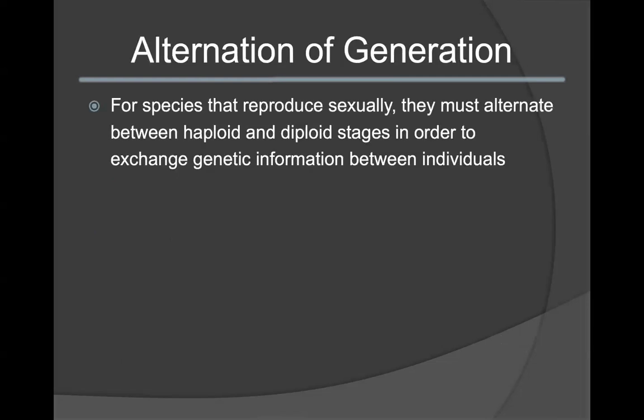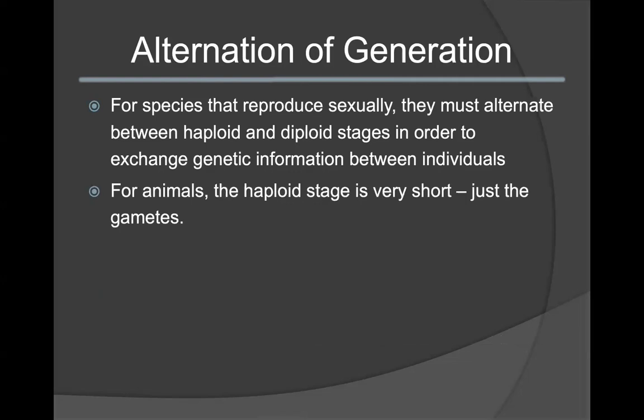When species reproduce sexually, they have to alternate between the haploid and diploid stages in order to exchange genetic information and to increase genetic variability of their offspring. In animal cells, the haploid stage is considered to be very short. Consider our own life cycle. Our haploid state only exists in the formation of the gametes. All of the rest of our somatic cells and organisms are considered to be in the diploid state.